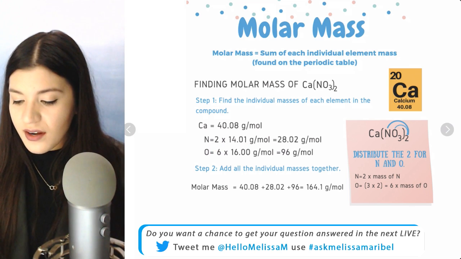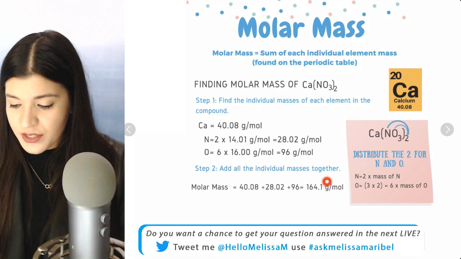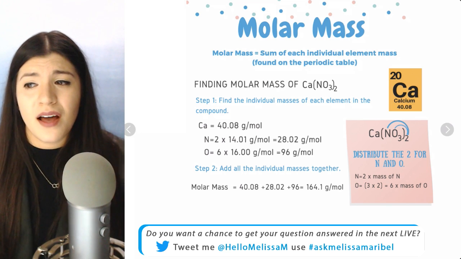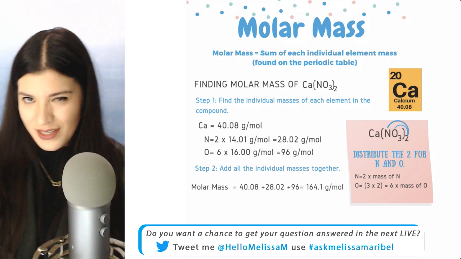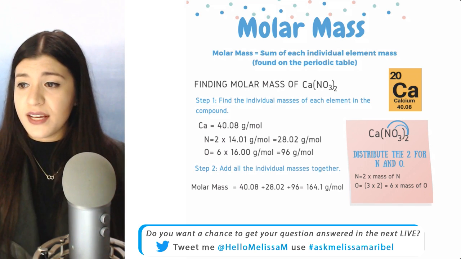Once we actually do all these values, we'll add them all together, which you'll see in step 2, and then you'll get the molar mass. So that's how you find the molar mass overall. It's going to be very, very important because we will see that a lot. Now that that makes some more sense, let me know, guys, if you have a question regarding this.